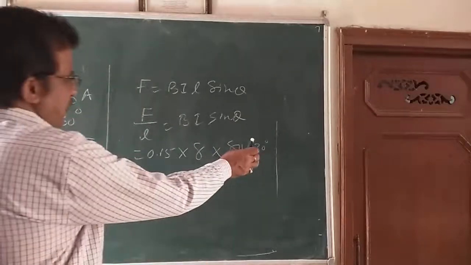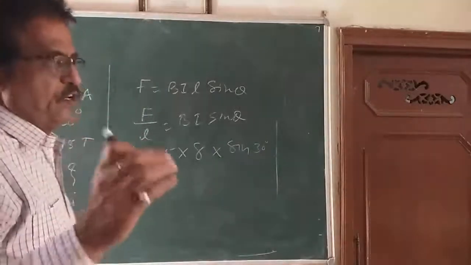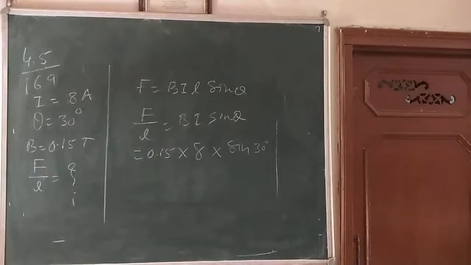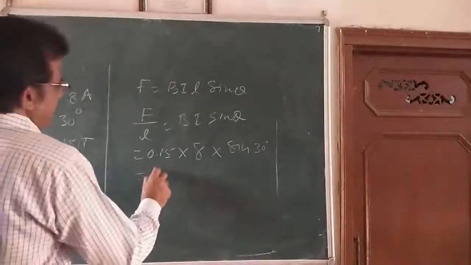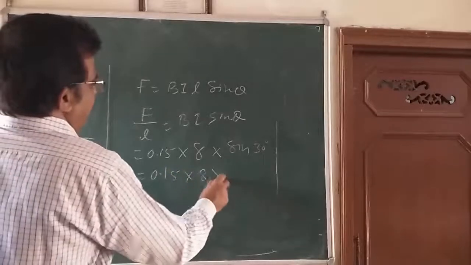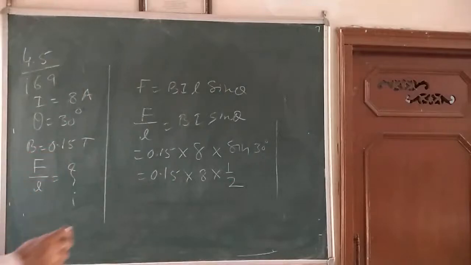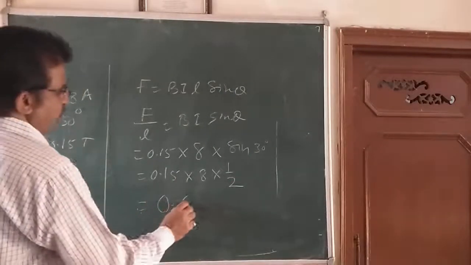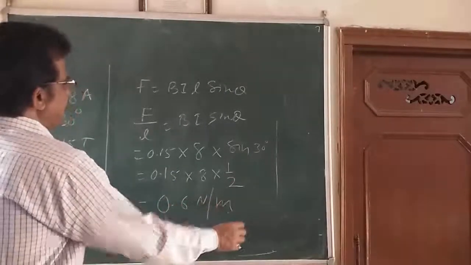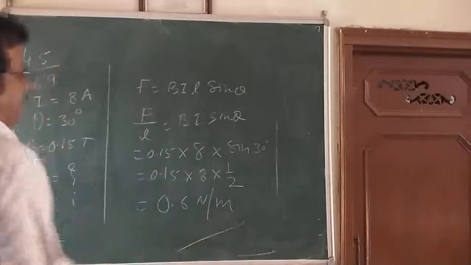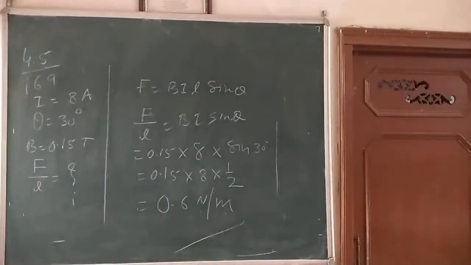Dear children, as a physics student, we must know the value of sine 30. That is 1 by 2. So you can solve it: 0.15 into 8 into 1 by 2. Solve it and get the answer, that is around 0.6 Newton per meter. फोर्स का यूनिट न्यूटन डिवाइडेड बाय लेंथ, that is we can solve it: 0.6 Newton per meter.